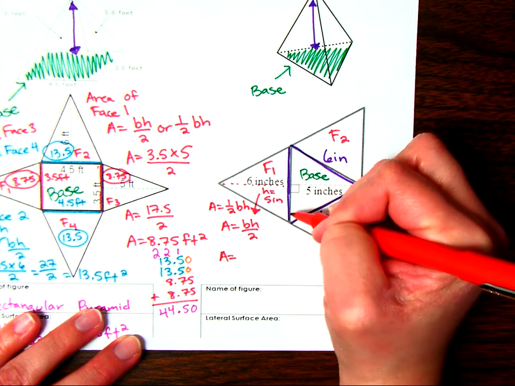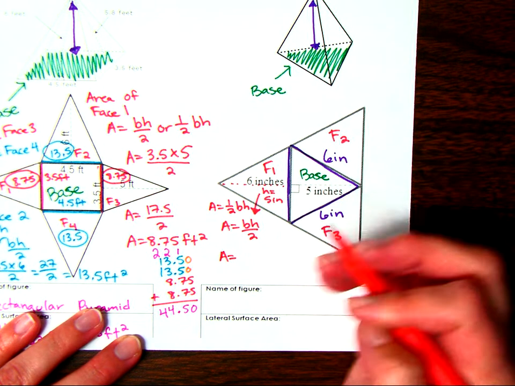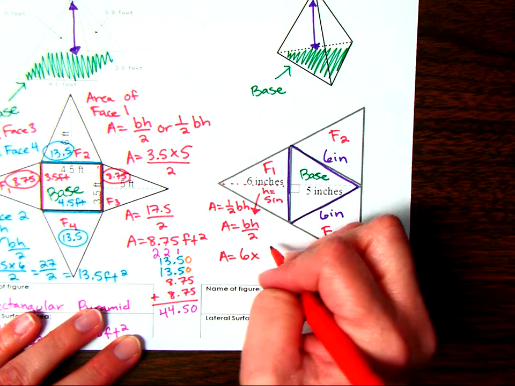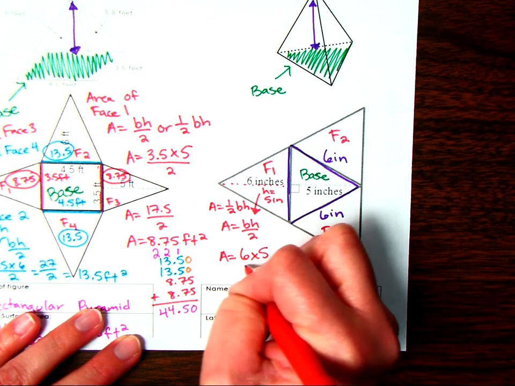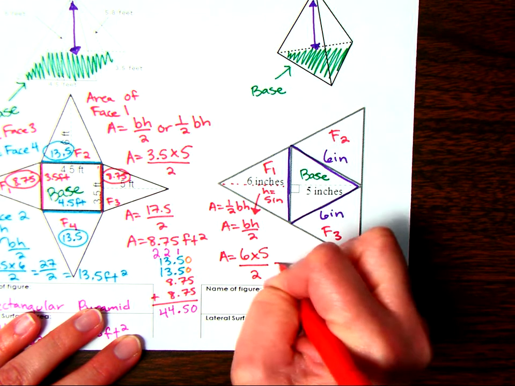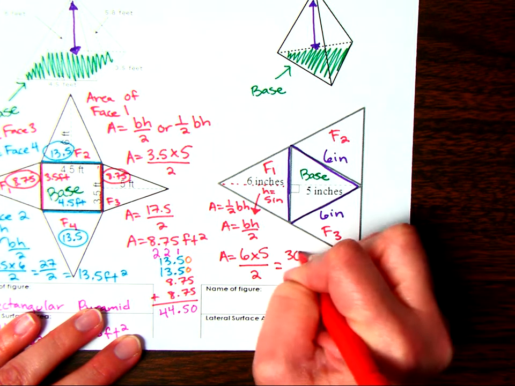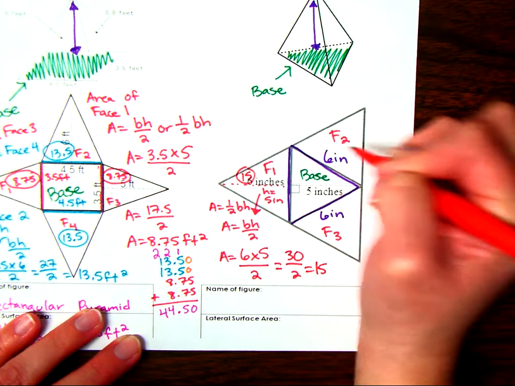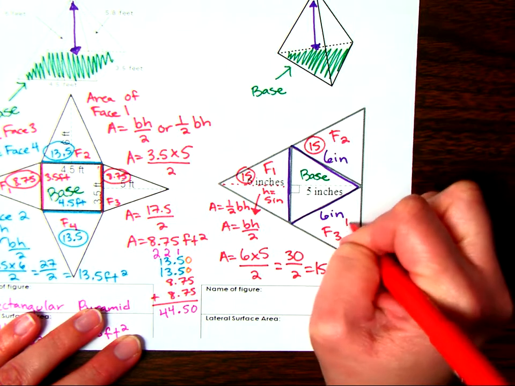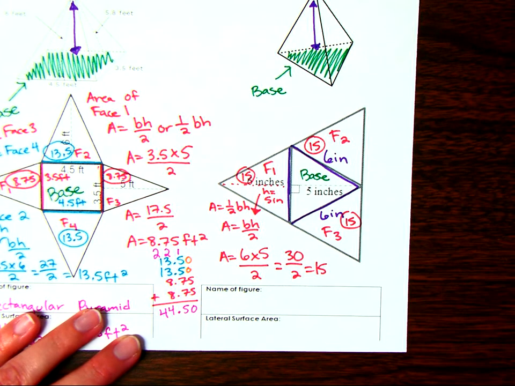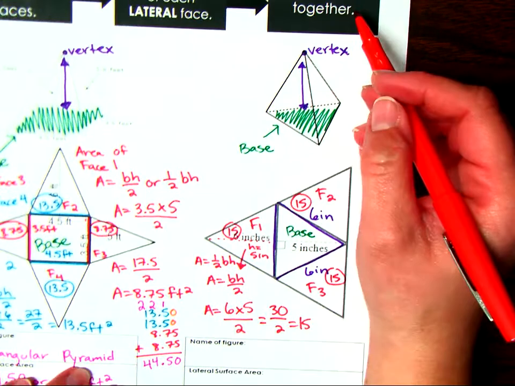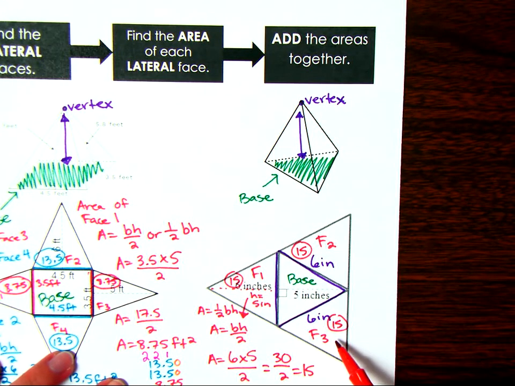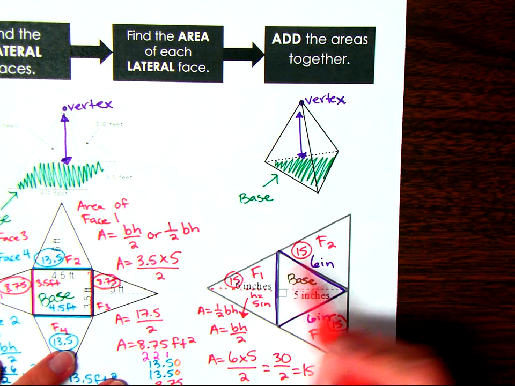So the base of that triangle right here was 6 inches, times the height would be 5 inches, and then we're going to divide by 2. So 6 times 5 is 30, 30 divided by 2 is 15. So the area is 15 for all of them. Okay? Well then, if I'm going to add these all up, I could say 15 plus 15 plus 15, because I need to add 3 numbers, the 3 faces.